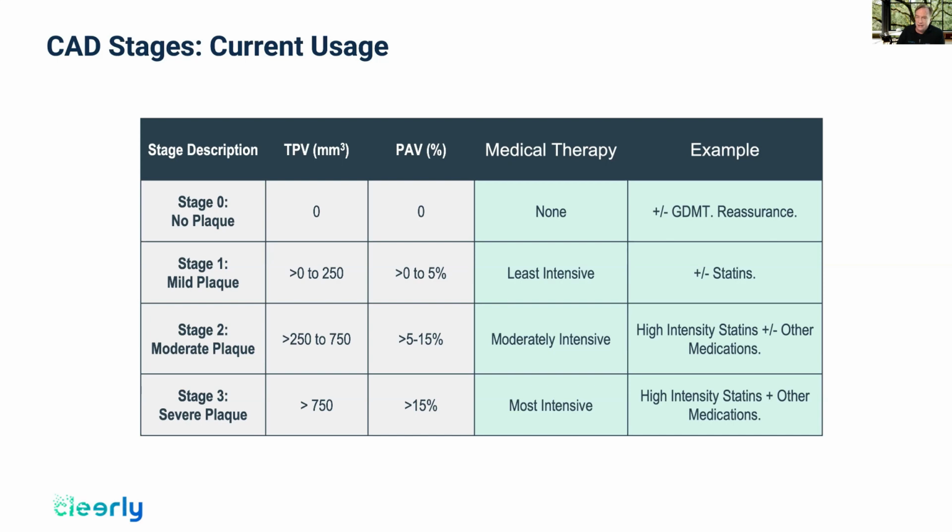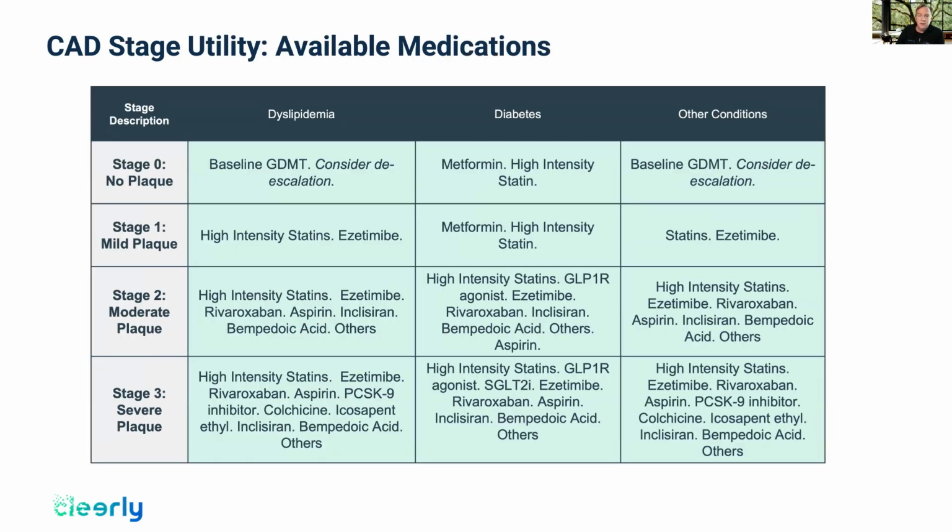Patients who are in stage 1 would probably benefit from the least intensive medication. For example, statins would be appropriate in this group. Stage 2 may require moderately intensive medications, such as high-intensity statins and/or some other medications. And of course, stage 3 disease, which is less than 10% of patients, would probably benefit from the most intensive medication regimens.